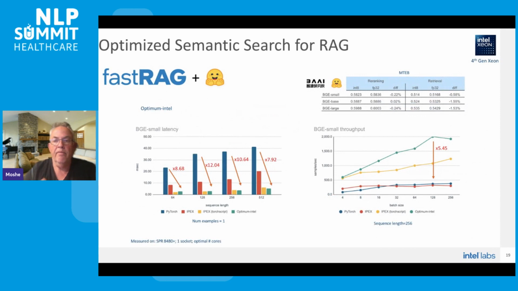Okay, so here are the performance results. On the upper right, you see the accuracy for a model called BGE, and you see there is no significant degradation in accuracy. On the other two graphs, on the left side we see latency, response time, getting more than 10x improvement with Optimum Intel, and related to throughput, we can get more than 5x on how many sentences you can process in one second. So great improvement with Optimum Intel for those workloads.